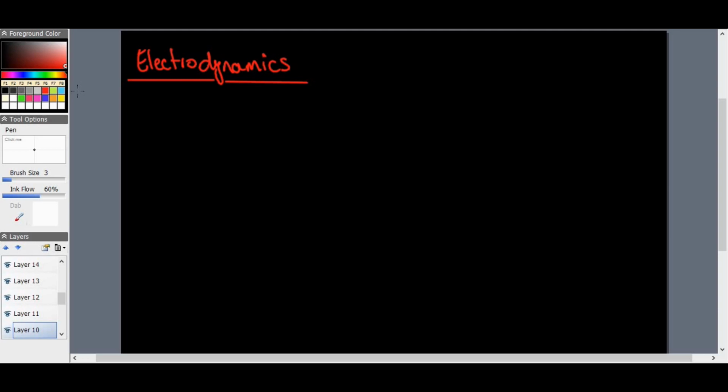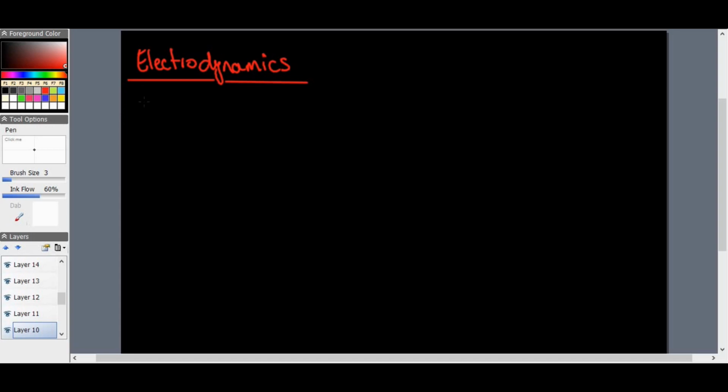Electrodynamics is a subject that falls under the topic of electricity and magnetism, and it is the follow-on question after your circuit question, just before you get to your photoelectric effect question, which is the last question. But of course, we need to have a look at the definition of electrodynamics.